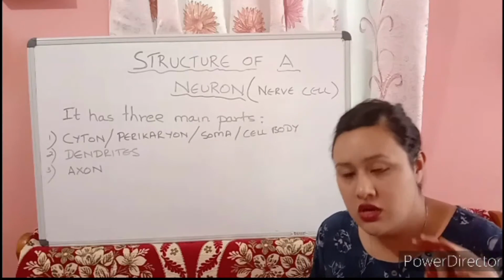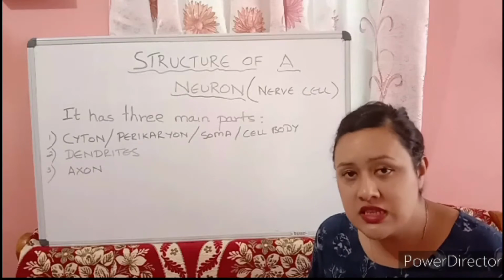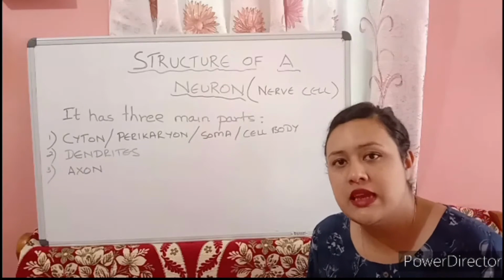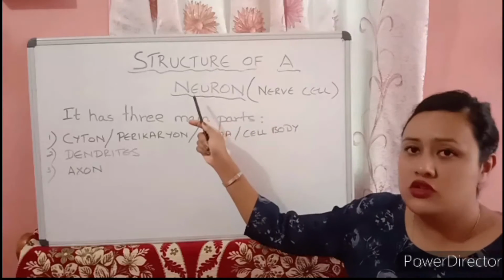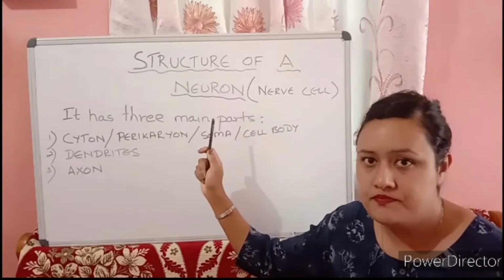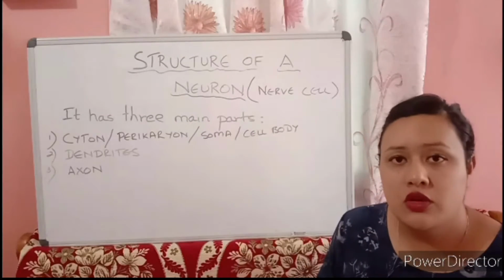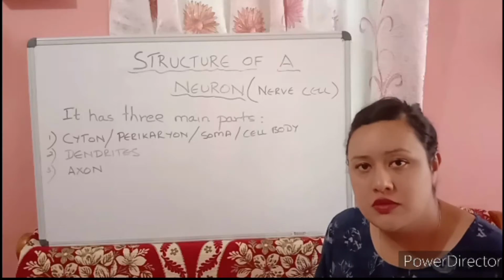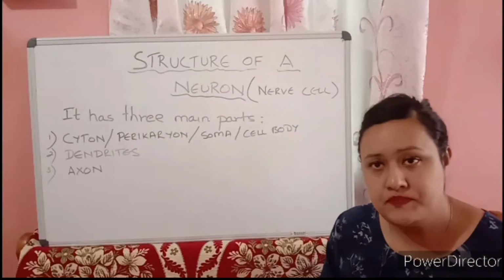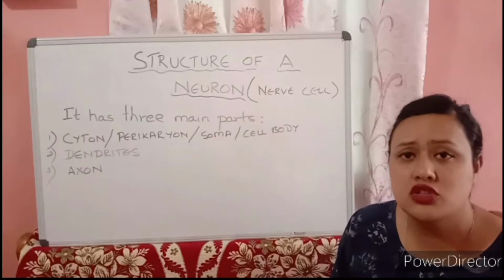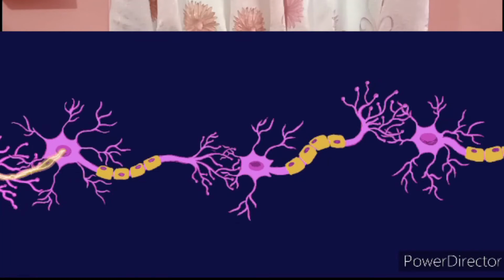The nerves, the brain, and the spinal cord are all made up of special cells, which are known as nerve cells, or neurons. Today we are going to discuss the structure. The main function of the neurons is to conduct messages or impulses throughout the body.